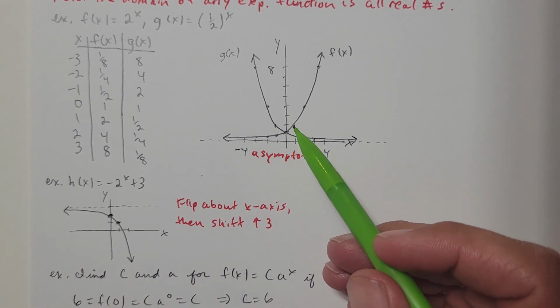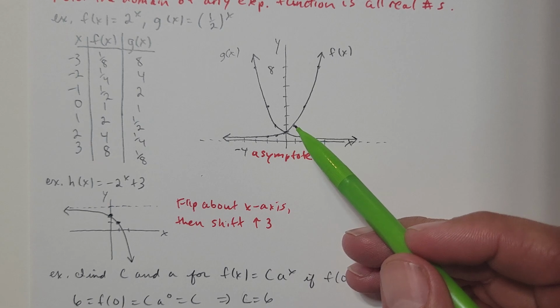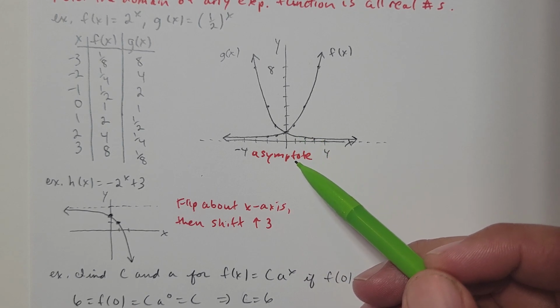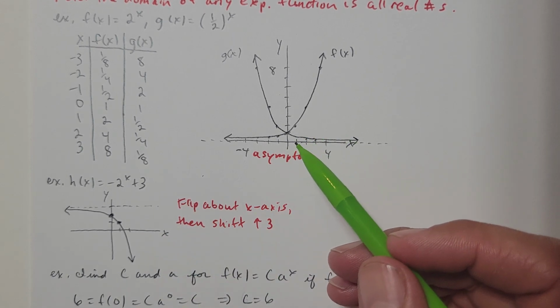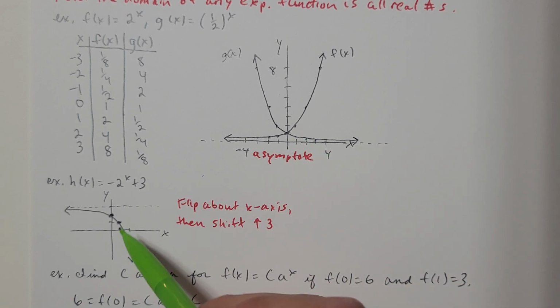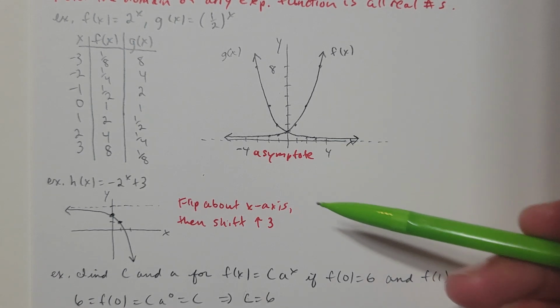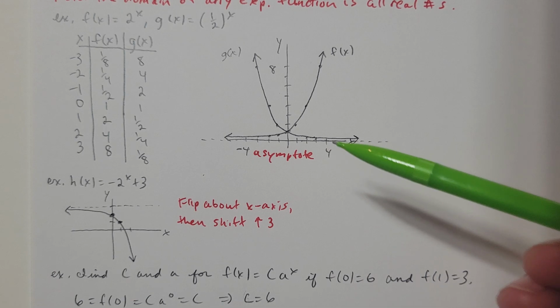Here's the point (1, 2). If I throw a negative in front of the function, that point is going to be at (1, negative 2). And then I need to shift that up 3 units, so that's going to be at (1, 1). So the point that was at (1, 2) is now going to be at (1, 1). Now all the points are going to move, including the asymptote. Flipping the graph upside down is not going to change where the asymptote is. But if I shift the graph up 3 units, I'm going to have a horizontal asymptote at y equals 3.